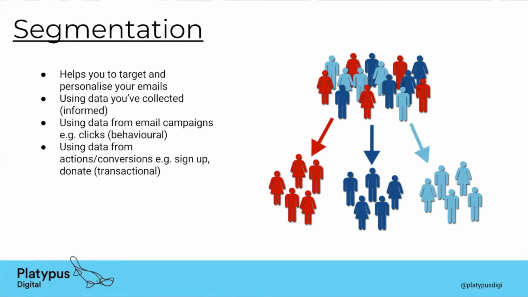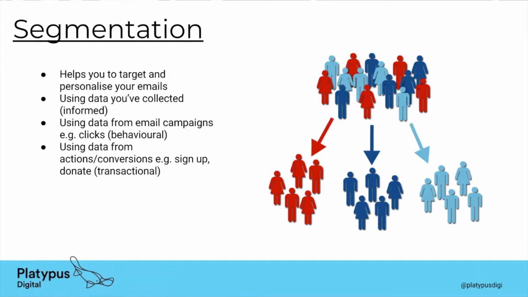Segmentation, so that's simply taking your entire list, which is going to be full of people from different sources who are interested in different things, and splitting them out into separate segments of people. So for example, you might have one single email list of like 10,000 people, and segmentation simply involves splitting them up into fundraisers, into single donors, campaigners, whatever kind of segments make most sense for your organization. This really helps you to target and personalize your emails.